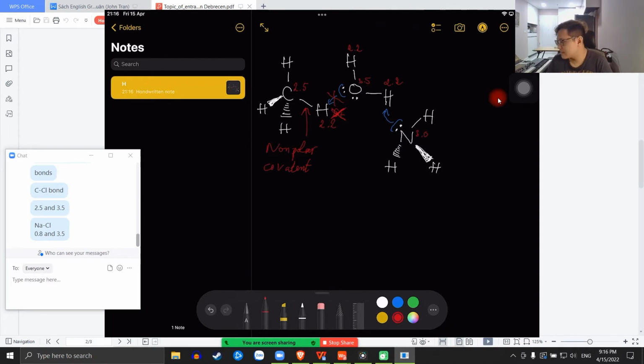Look at the water molecules. You can see that the oxygen is 3.5 and the hydrogen is 2.2, isn't it? Very, very polar. So it creates a partially positive charge here and a partially negative charge here at the oxygen, isn't it? Yes. Partially positive and partially negative. Because of this, the hydrogen of the water is good enough to form hydrogen bonds with the electrons of the nitrogen of the ammonia.